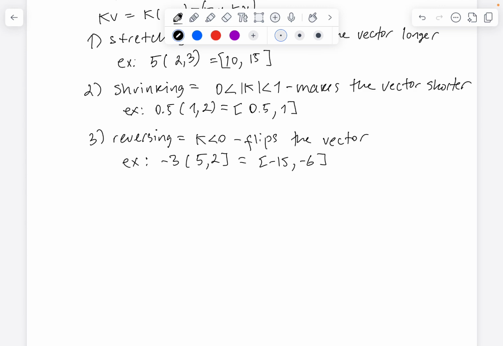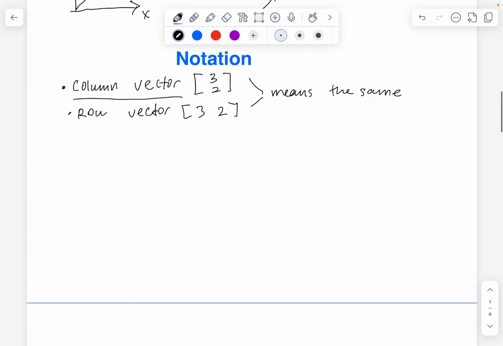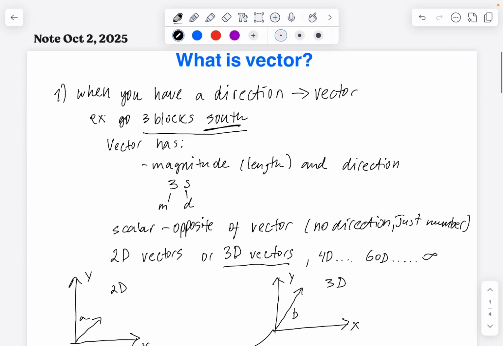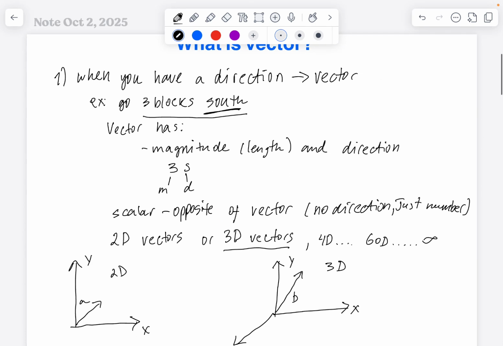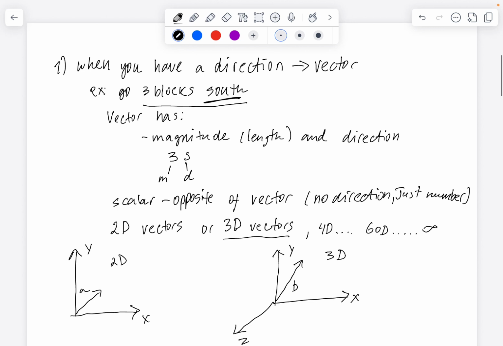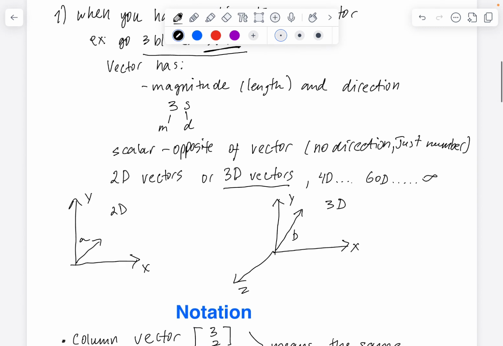And that's so far about vectors. And if there are any questions, let me know and I'm gonna answer them. And there's also gonna be a video about practice with vectors, because they can get complicated, but that's the intro to them.